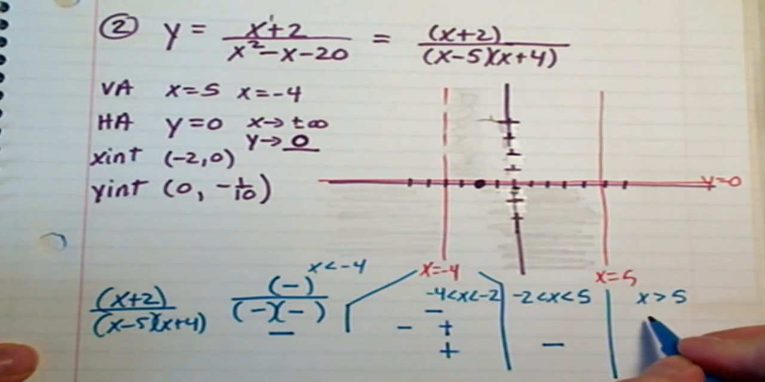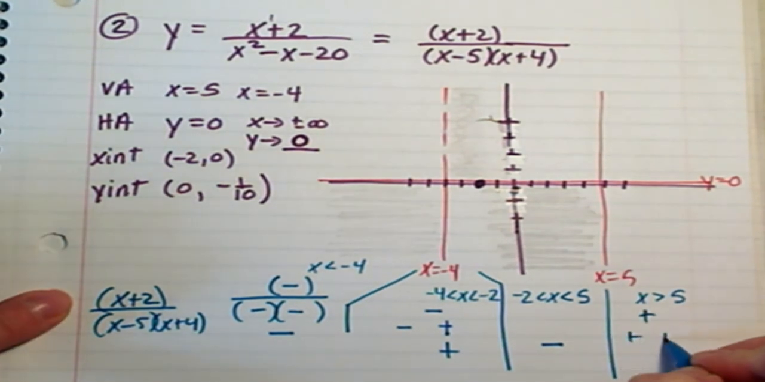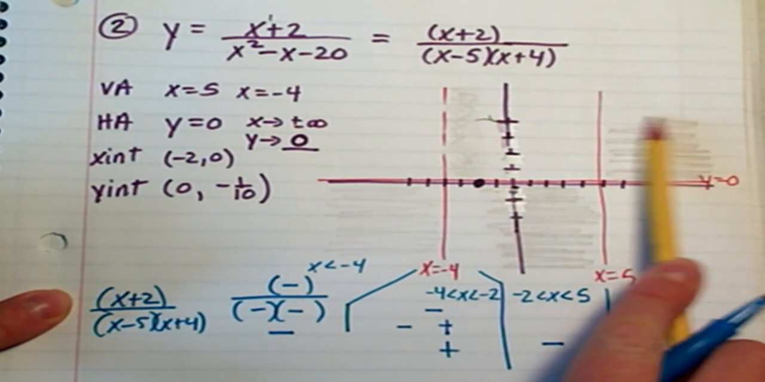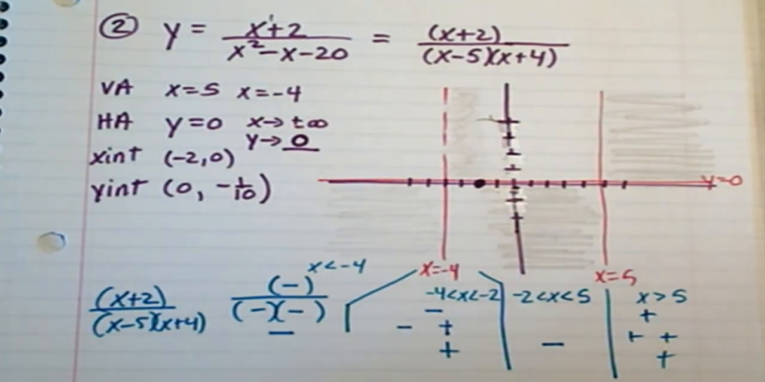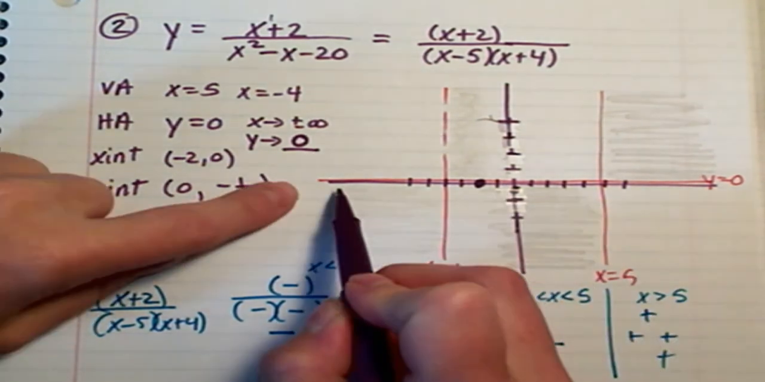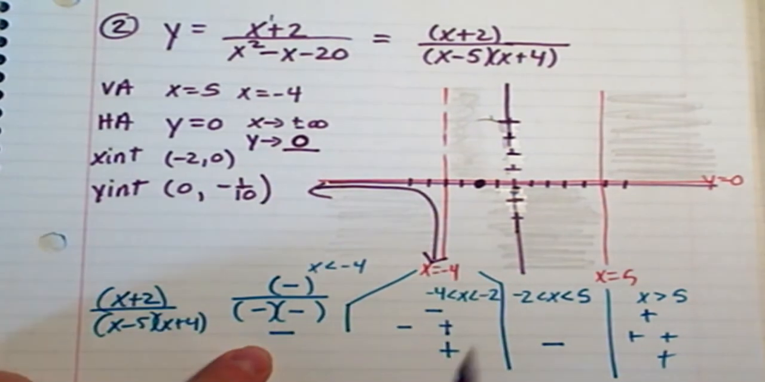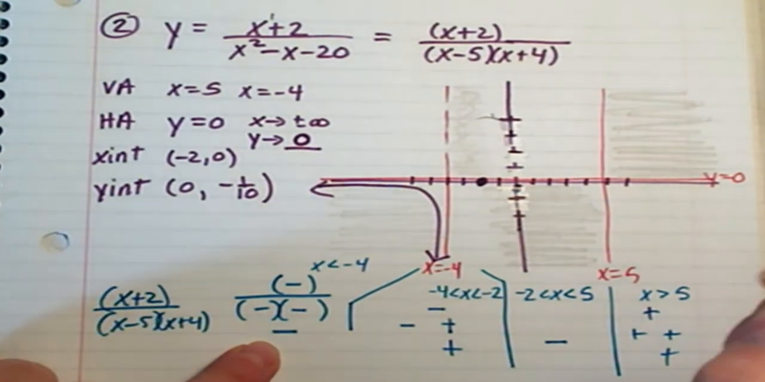And the last section, let's pick like 6. Positive, positive, positive. Okay. So now that we have our sections determined, now you can actually put the graph on there. Now, you've got to stay in the shaded regions because it has to be negative in that section.